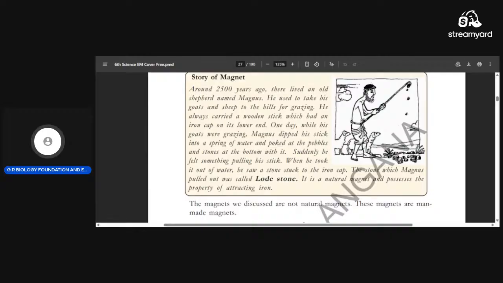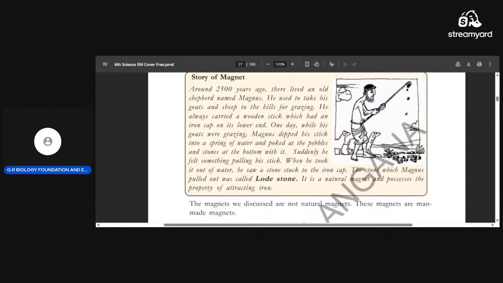Suddenly, he felt something pulling his stick. When he took it out of the water, he saw a stone stuck to the iron cap. So something was pulling inside that water. He felt that, and immediately he took the stick back from the water. When he took it out, one stone was stuck to the iron cap.